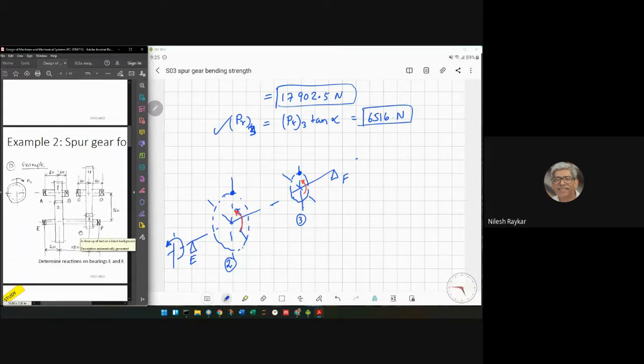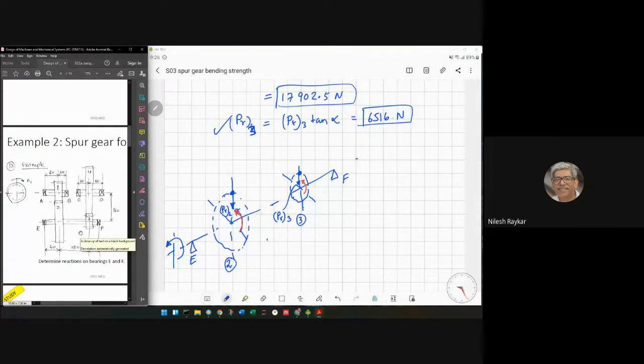So what will be the direction of radial force? Radial, as the name suggests, will be in the radial direction. So it will be towards the center or away from the center? Towards. So for all gears, it will be towards the center of the gear. So PR2 will be downward. Similarly, PR3 also would be downward. So this is PR3.